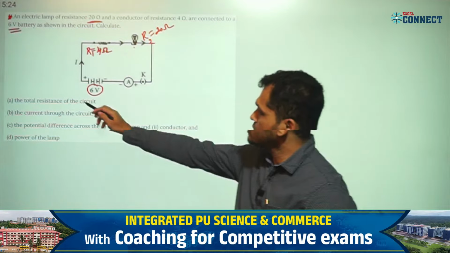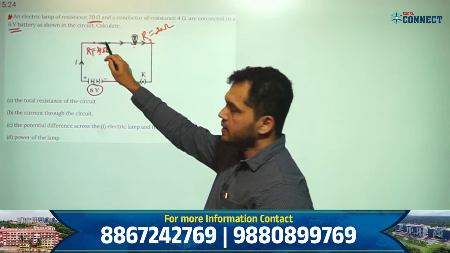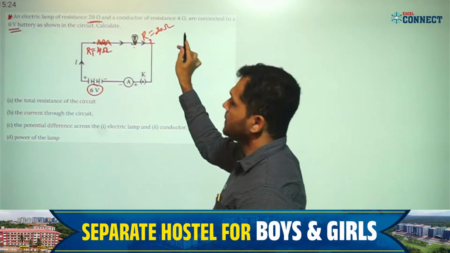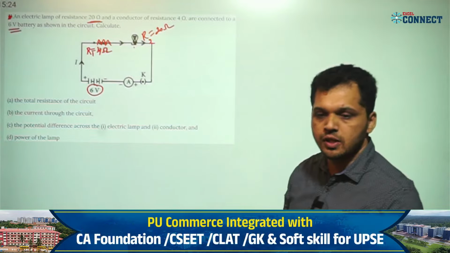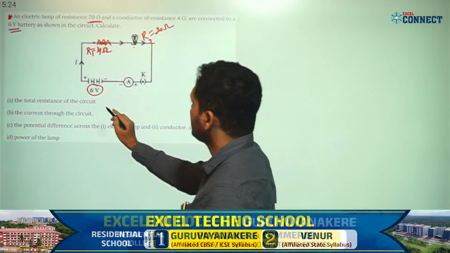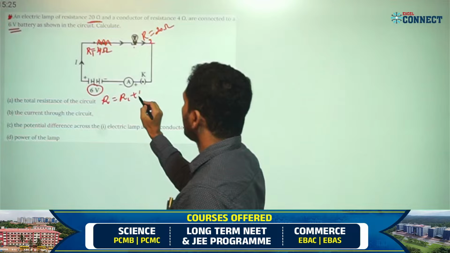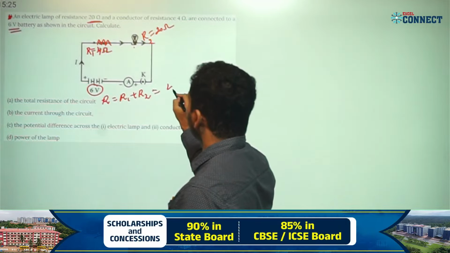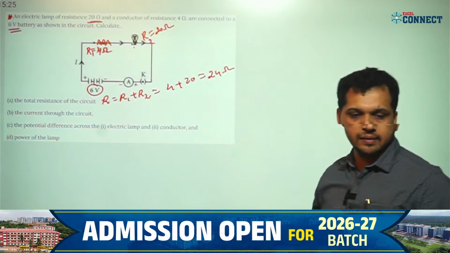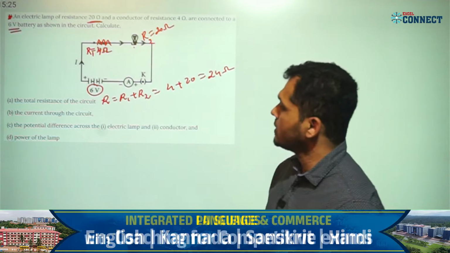Total resistance. Students, what is the total resistance here? Directly you get R1 and R2. This is a resistance wire and this is a bulb, in series. In a series combination of two resistors, what is the equivalent? The answer to the first question is R equal to R1 plus R2. We get 4 plus 20, that is 24 ohm is the equivalent resistance. Yes, that is correct.